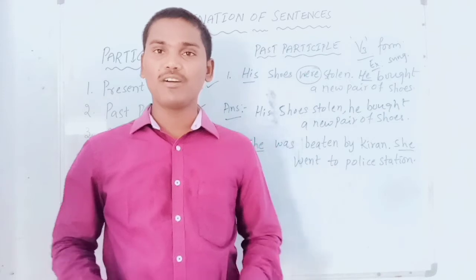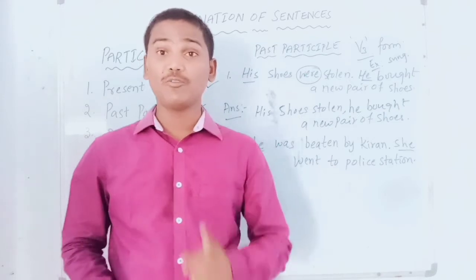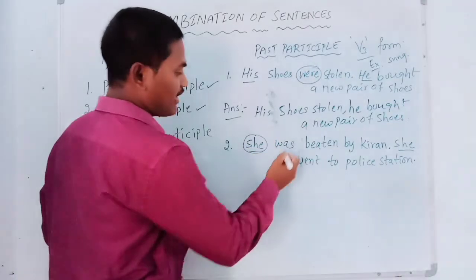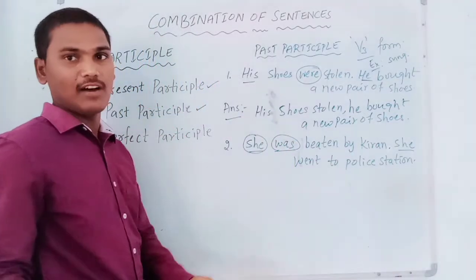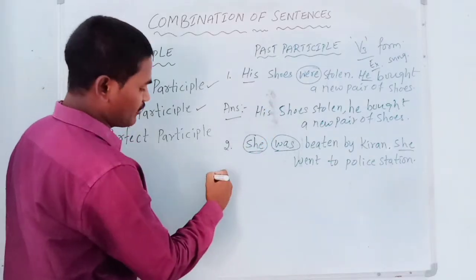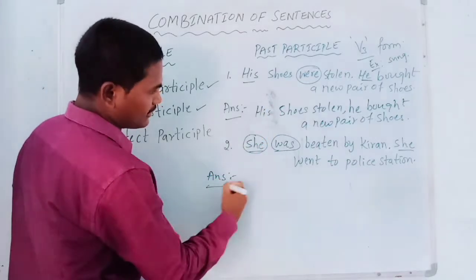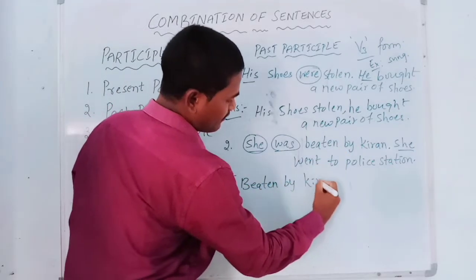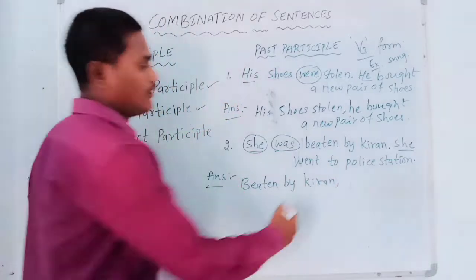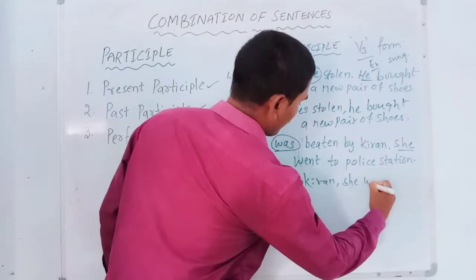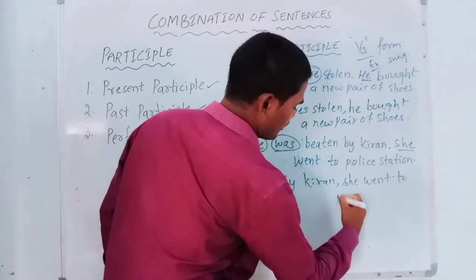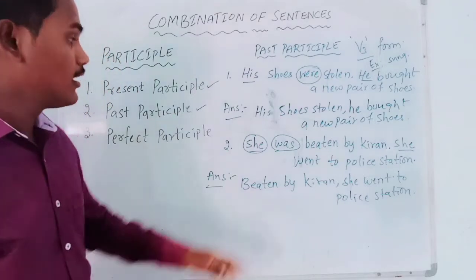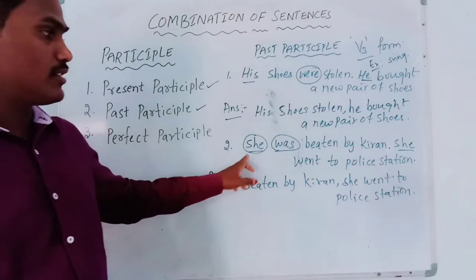So students, what do we have to do now? Yes, you are right. We have to remove one subject in the first sentence. We need to remove this subject, and we also need to remove this helping verb. We already have that rule; we learned it in the first example. Now the answer is: beaten by Kiran, comma, she went to police station. We remove this subject because both sentences have the same subject.